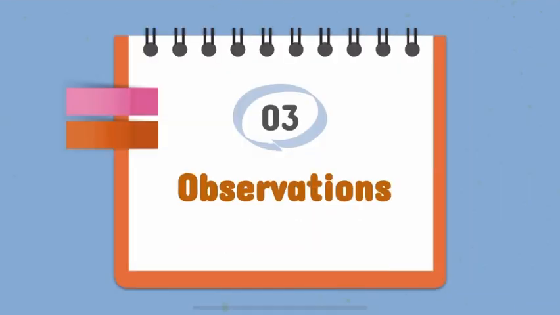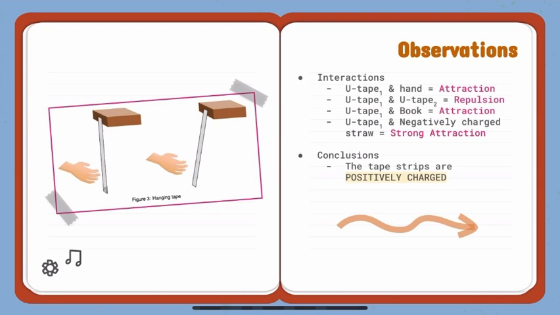Observations. Once I had created a charged U-tape, I began observing how it interacted with different objects of different charges in order to determine the charge on the U-tape. I observed that the tape was attracted to neutral objects, such as my hand or a book. However, when the first U-tape was placed near a second U-tape, they repelled. This demonstrated that the tapes had the same charge.